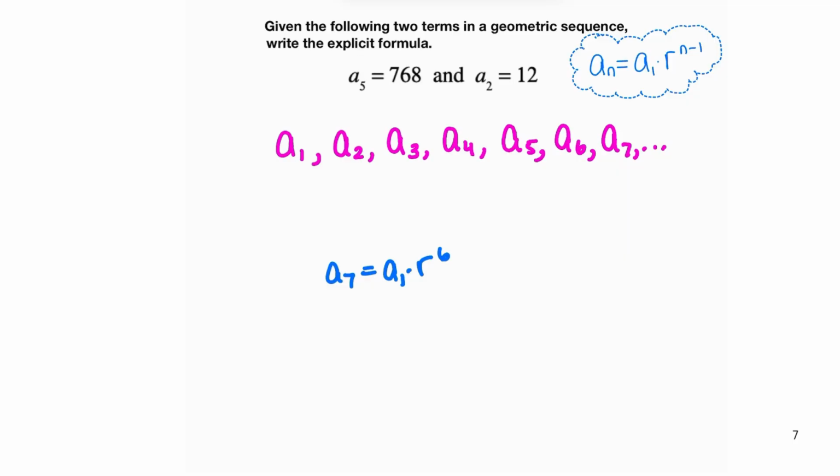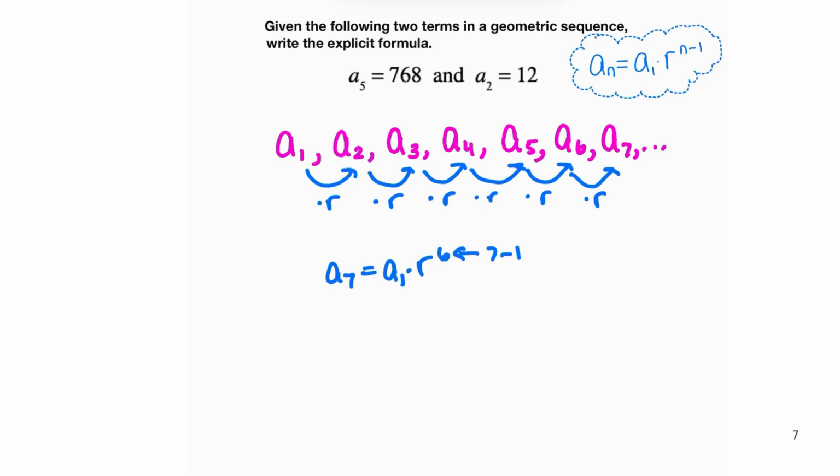Now, why is this the case? Well, let's see. If we are going from the first term all the way to the seventh term, you know that in a geometric sequence, I'm always multiplying by some common ratio that we call r. Take a look at how many times we multiplied by r to get from the first term to the seventh term. We multiplied 6 times. So that's why we got that, because we're doing 7, the term that we want to get to, minus 1, the term that we're starting at. And that tells us how many times we're actually multiplying by that common ratio.